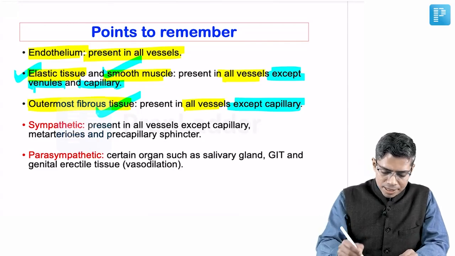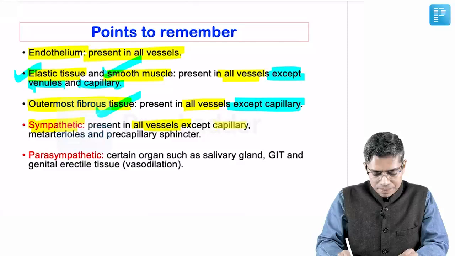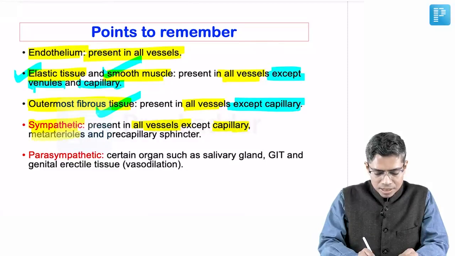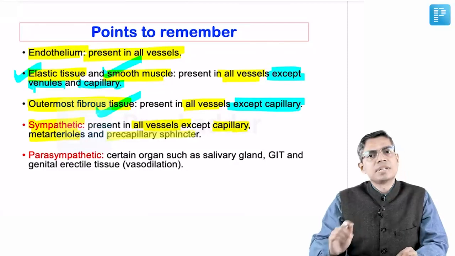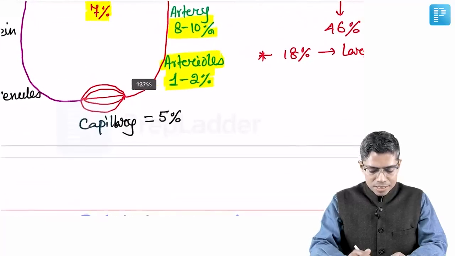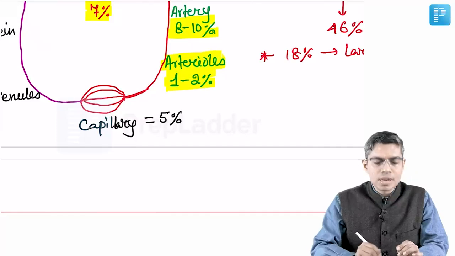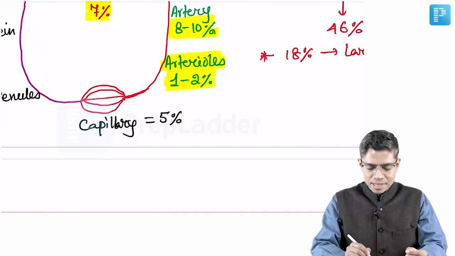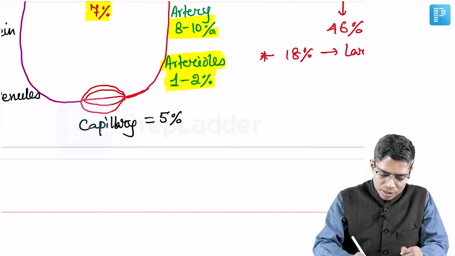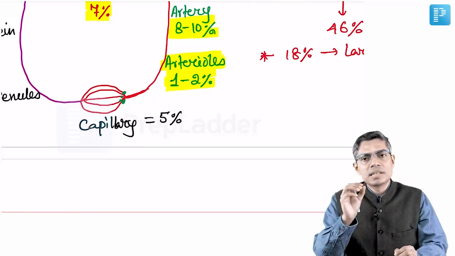Now sympathetic supply is present in all parts of the vessel except capillaries, metarterioles and precapillary sphincters. So see, when arterioles give rise to capillaries, this part is known as the metarteriole. And before the origin point of each capillary, there is a sphincter which regulates the opening and closing of the capillary, that is known as the precapillary sphincter.